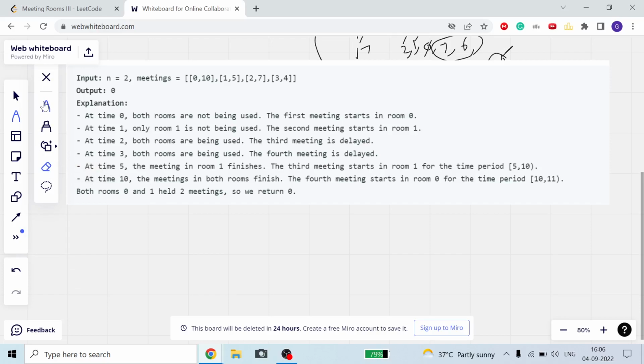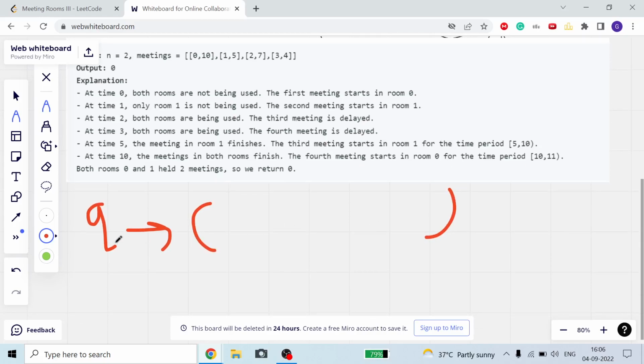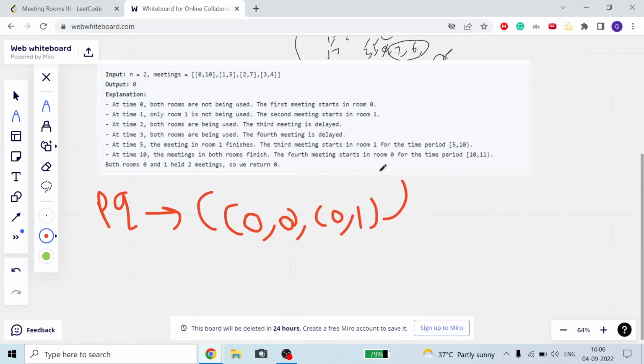Now guys, okay, so this is my queue. Initially I have two meetings, so what will my queue store? My queue is my priority queue, you can say it pq. Now what will my pq store? My pq will store the time when room number i will be free. So initially at time 0, room 0 is free. At time 0, room 1 is also free, and I have only two rooms.